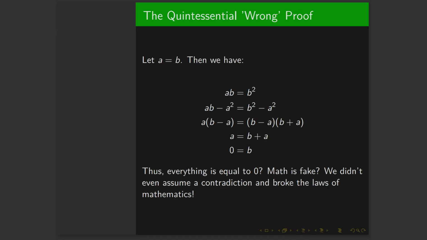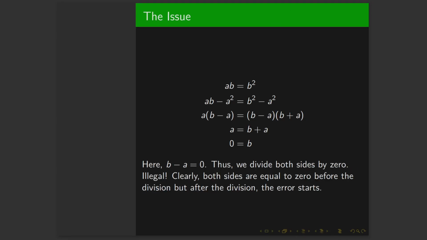What happened here? We didn't even assume a contradiction and we still broke the laws of mathematics. These are the types of steps that are going to happen whenever you're doing proof by contradiction. And sometimes it'll just be like, what happened here? What did I do wrong? And here's where the issue is. b minus a is equal to 0 because a is equal to b. So we divide both sides by 0.